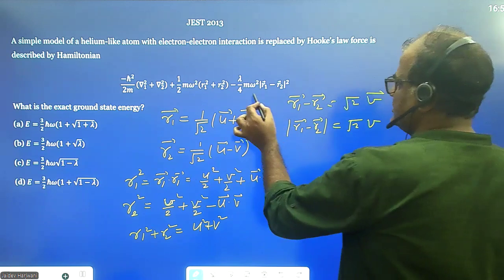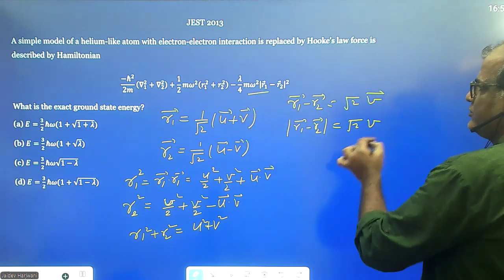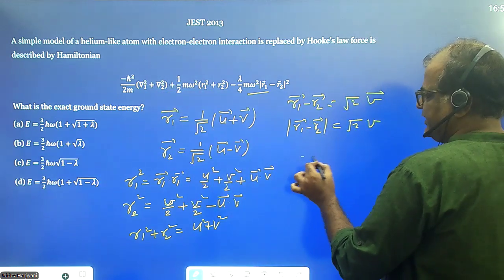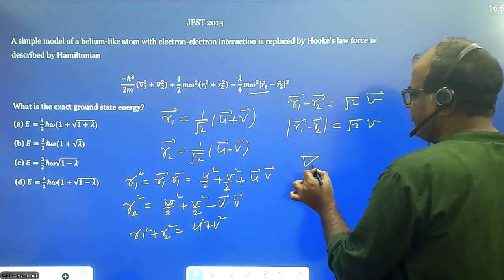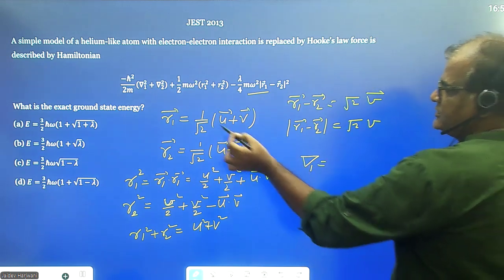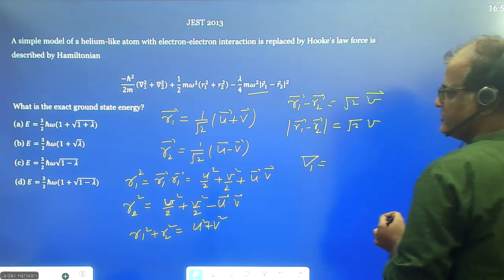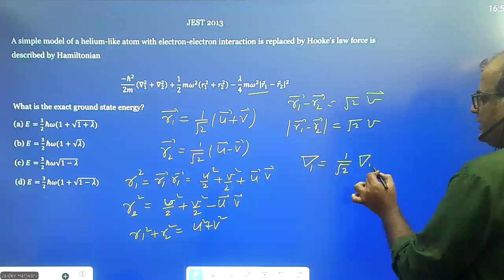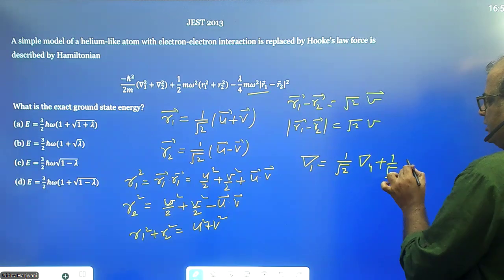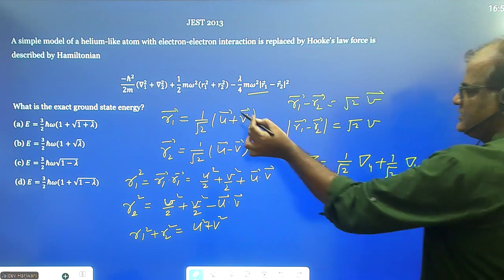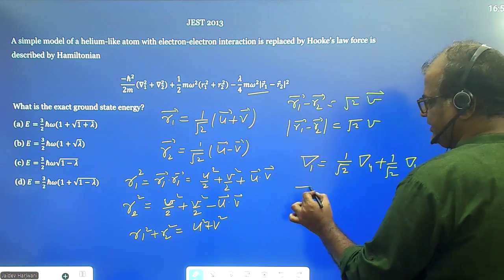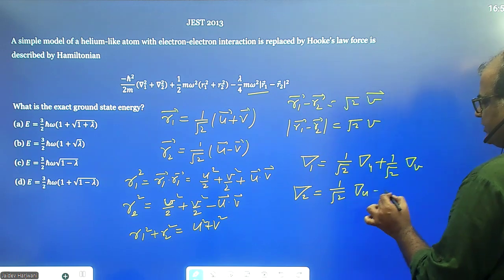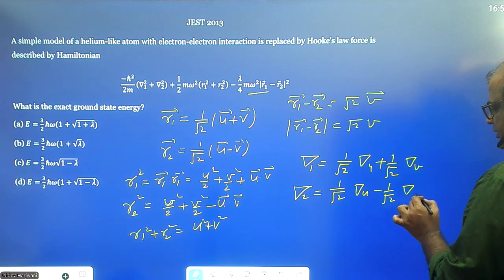And now we have the Laplacian square. Del 1, because this is a linear transformation, I can directly write this will be equal to 1 by root 2 del U plus 1 by root 2 del V. We can easily show this one, and similarly del 2 will be 1 by root 2 del U minus 1 upon root 2 del V.